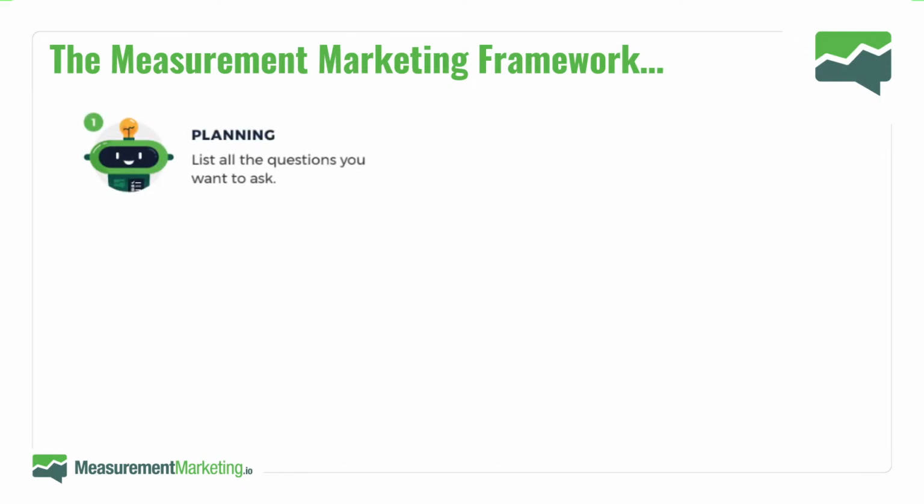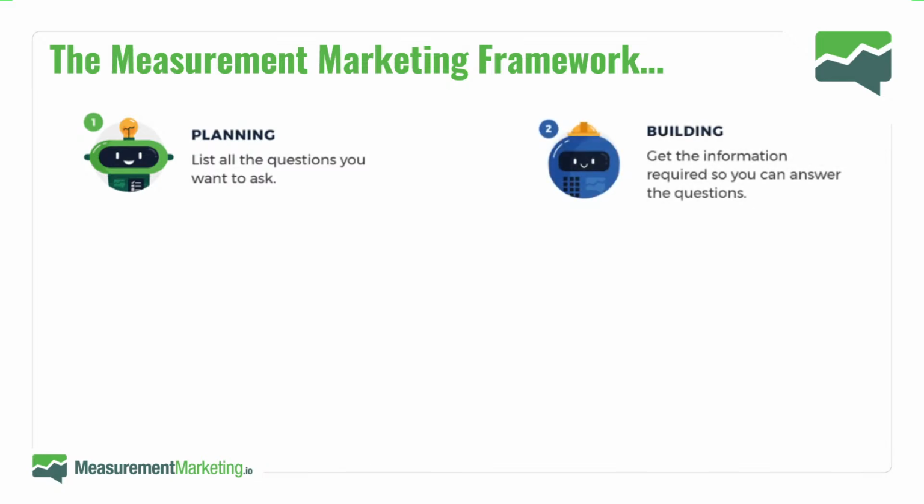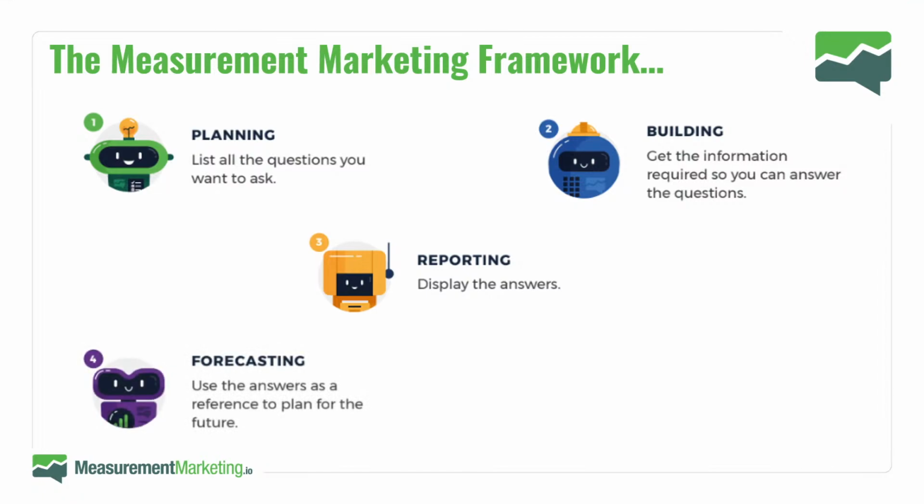First, you plan. You think about all the questions you're trying to answer, the information you need to collect, and the actions you're going to take based upon the answers that you get. Then you build. That's where you use Tag Manager to send events to Google Analytics 4, which basically collects the information so that you can answer the questions. Then you build reports that display the answers so you can take the actions you want to take. Ultimately, you use those to forecast what your near future results are going to look like.